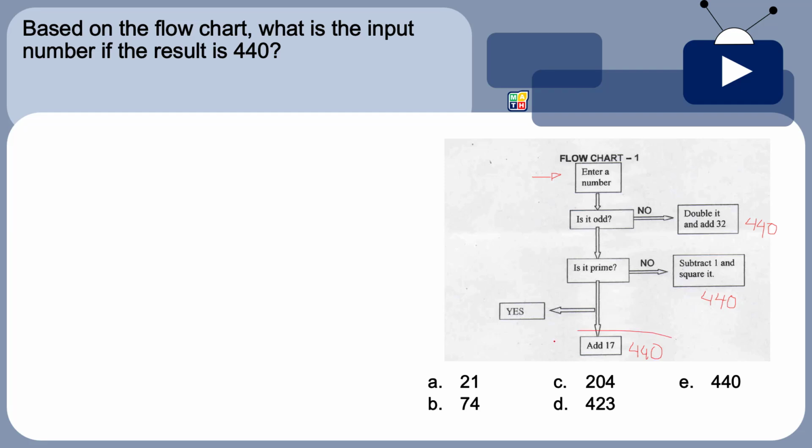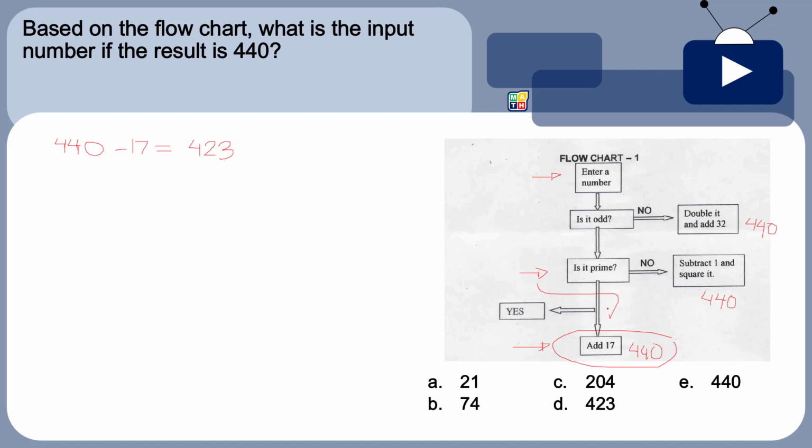So let's attack this portion here. What if 440 is the result of this process? So we are actually adding 17 to get 440, right? Again, 440 from here means that's the result after adding 17. And since we are working backwards, what if we subtract 17 here? So 440 minus 17 is 423.